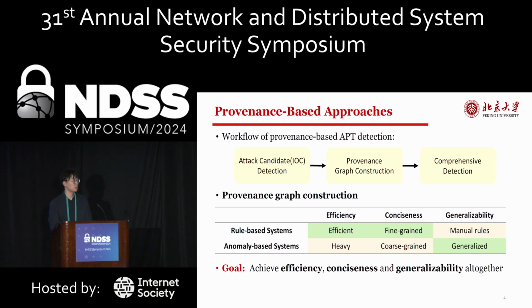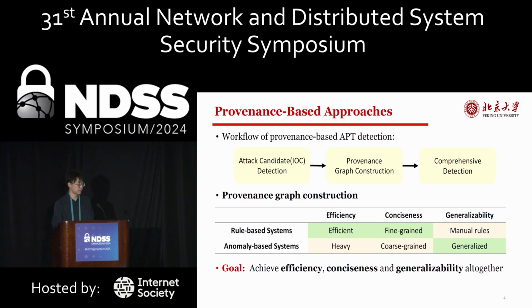Generally speaking, the workflow of provenance-based APT detection consists of 3 steps. First, the detection algorithm must determine the attack candidates, which are called the indicators of compromise. Second, construct the attack provenance graph based on the candidates. Finally, conduct comprehensive detection to improve the detection accuracy.